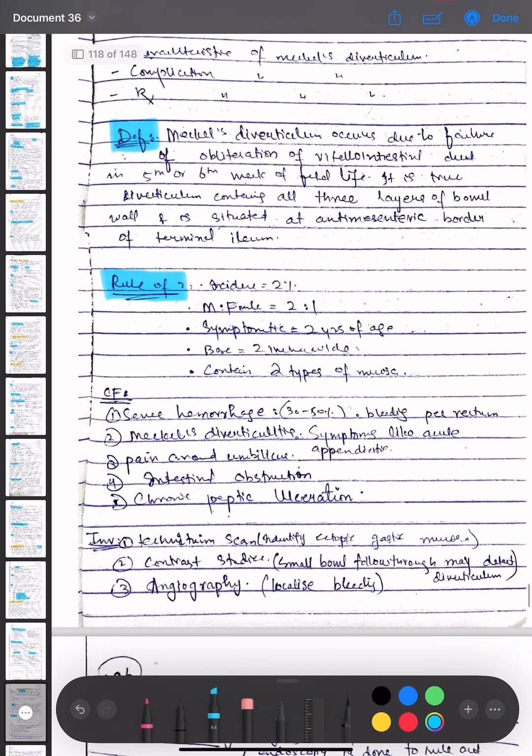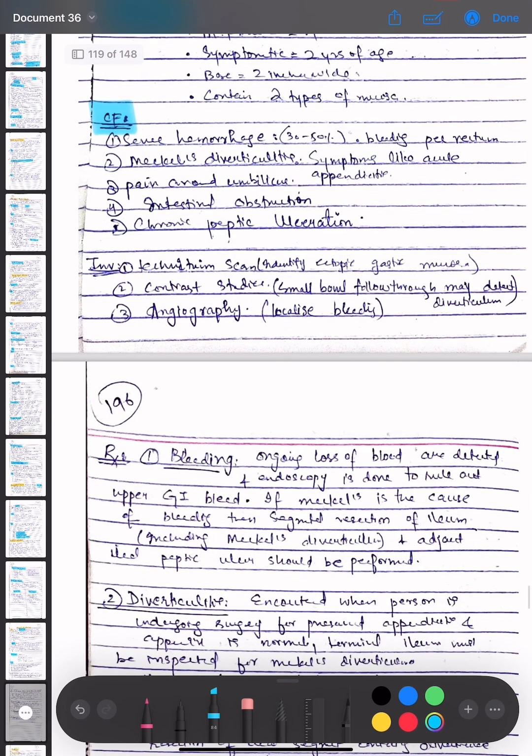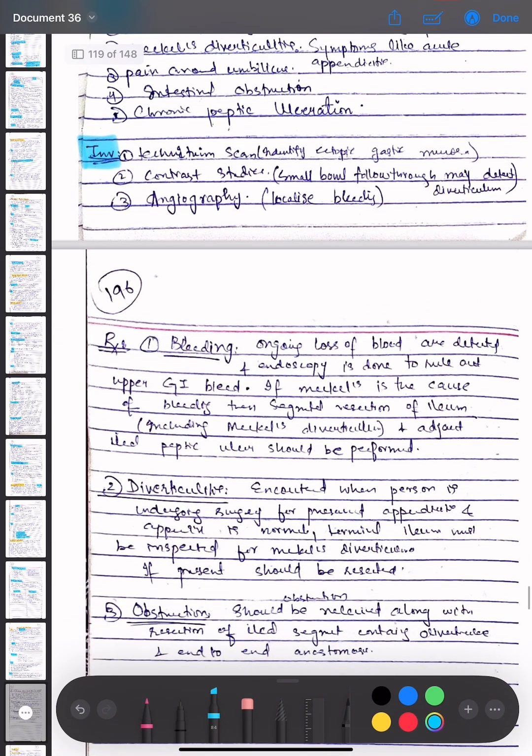Then the clinical features of Meckel's diverticulum are severe hemorrhage, that is 30 to 50% bleeding per rectum. Then Meckel's diverticulitis with symptoms like acute appendicitis, pain around the umbilicus, intestinal obstruction, and chronic peptic ulceration. Then we have the investigation options: technetium scan to identify ectopic gastric mucosa. Then contrast studies, where a small bowel follow-through may detect the diverticulum. Then angiography is done to localize the bleeding.